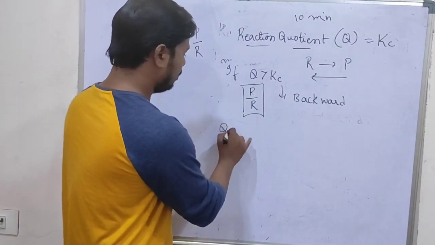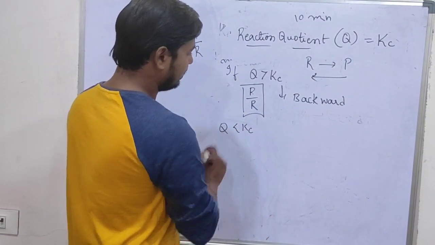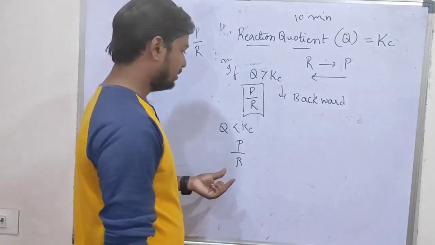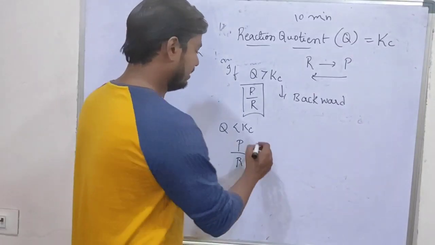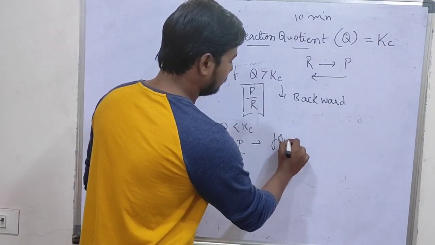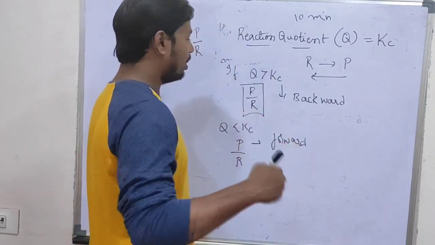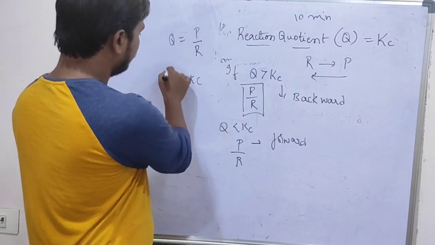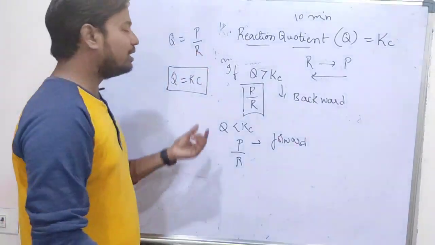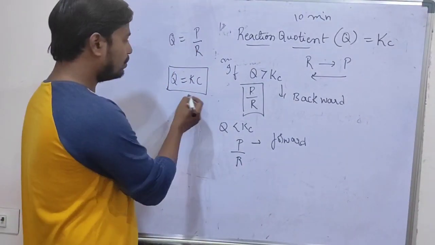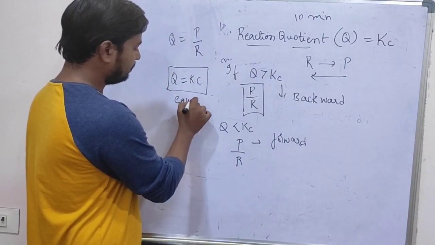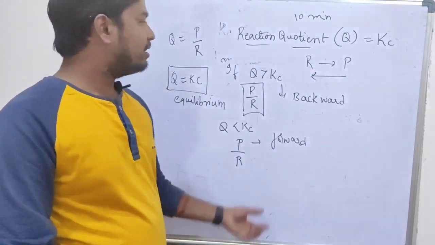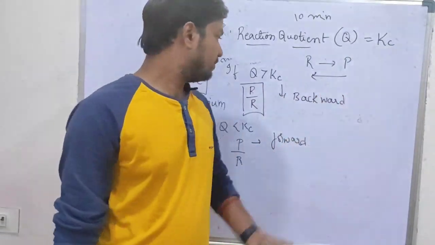If Q is less than Kc, that means the P by R value is lower. That means it goes towards the reactant side, then it is the forward reaction. Then what about when Q is equal to Kc? Q finally attained Kc. That means it attained equilibrium. So Q equal to Kc means it is at equilibrium. This is about the reaction coefficient.